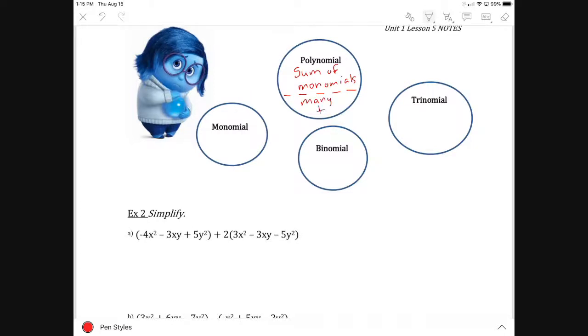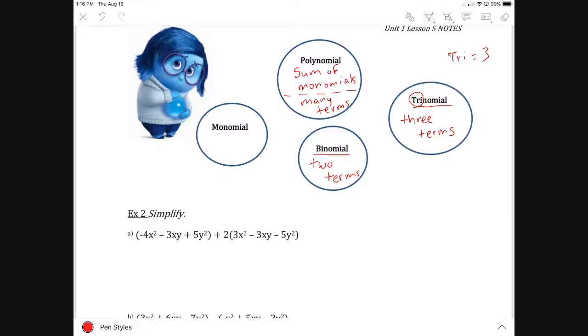So again, it's many terms. The next one we're going to talk about is a trinomial. If you remember what tri means, like tricycle, it's going to be 3 terms. So it has specifically 3 different terms. Our next one is binomial. Like trinomial is 3, binomial is 2, like bicycles, 2 wheels. So it's going to have 2 terms.